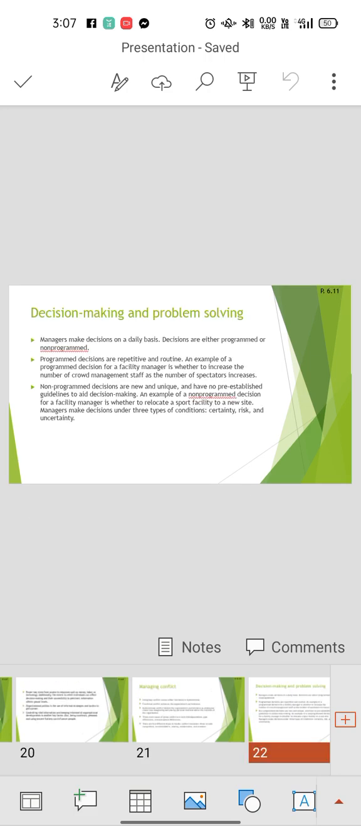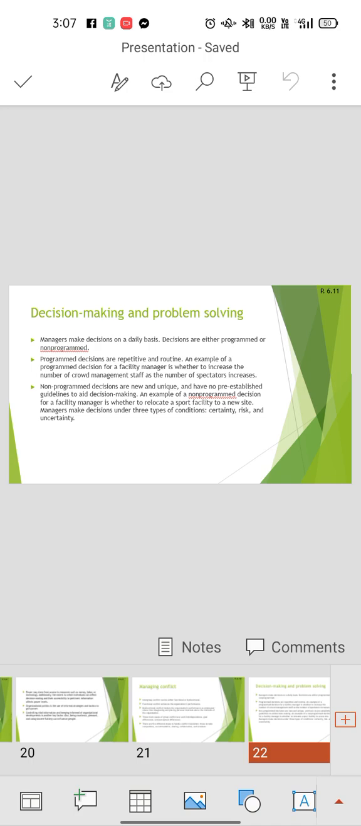Decision making and problem solving. Managers make decisions on a daily basis. Decisions are either program or non-program. Program decisions are repetitive and routine. An example of a program decision for a facility manager is whether to increase the number of crowd management staff as the number of spectators increases.